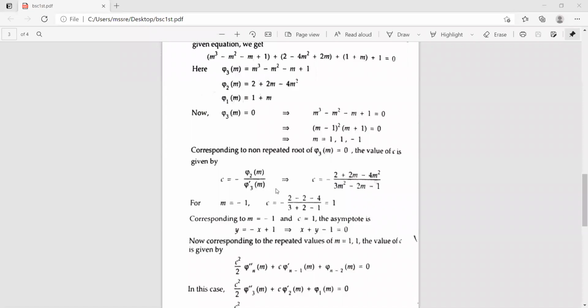So therefore we got 1 asymptote. How did it come? When m equals minus 1, c is 1, and we substitute in y equals mx plus c. Remember, the equation of an asymptote is always y equals mx plus c. Substituting m equals minus 1 and c equals 1, you will get y equals minus x plus 1, that is x plus y minus 1 equals 0, which is 1 asymptote.